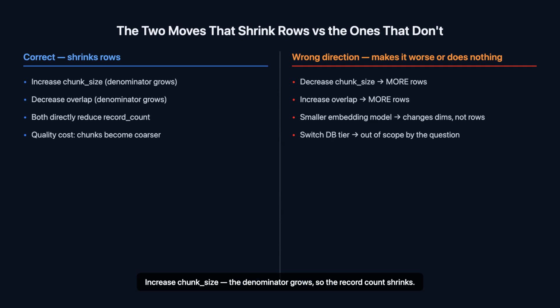2 moves are correct. Increase chunk_size, the denominator grows, so the record count shrinks. Decrease overlap, same effect, the denominator grows. Both work, and the only quality cost is that your chunks become a little coarser.